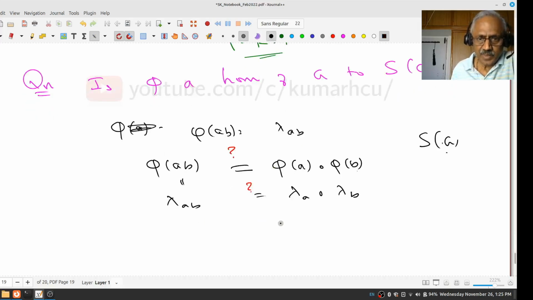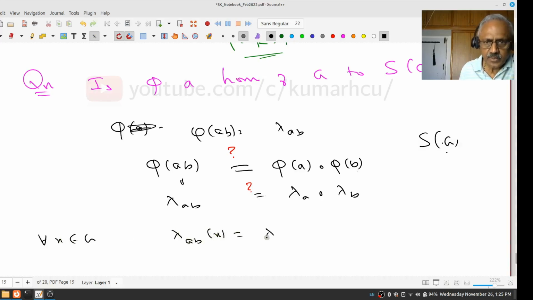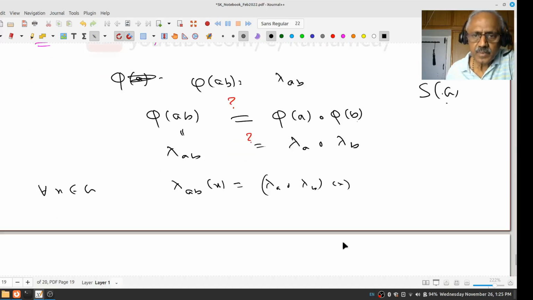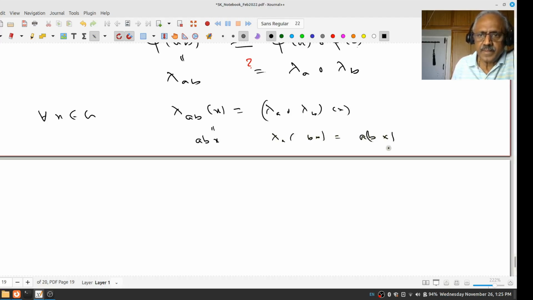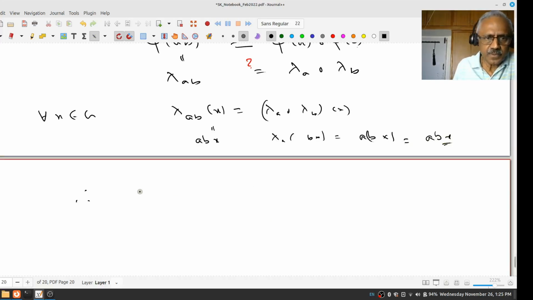Right? So when are two maps equal? Many times you have seen, for all x in G, I have to check whether lambda AB of x equals lambda A composite lambda B of x. But what is lambda AB of x? That is ABx. What is this? Lambda A acting on lambda B of x is Bx, but that is ABx. Right? Because of associativity it is the same as ABx. Therefore, phi is a group homomorphism.